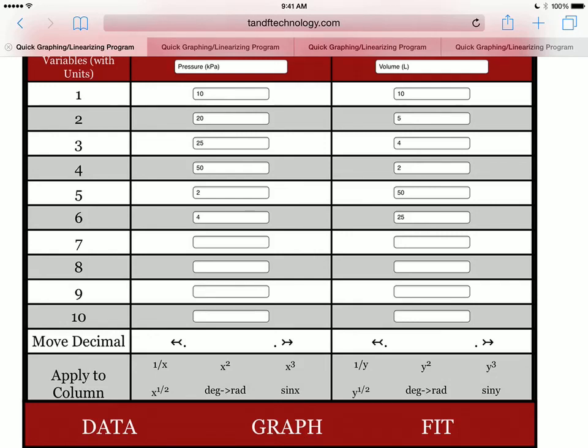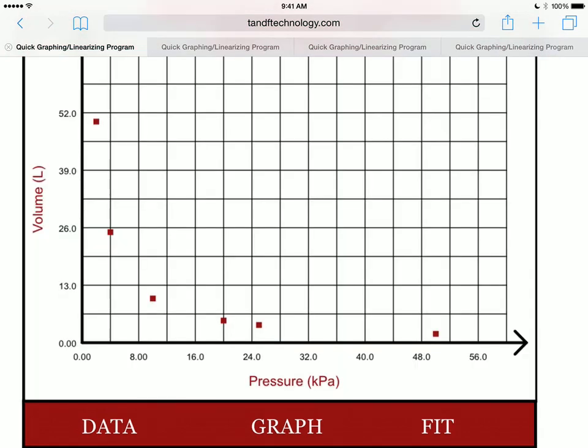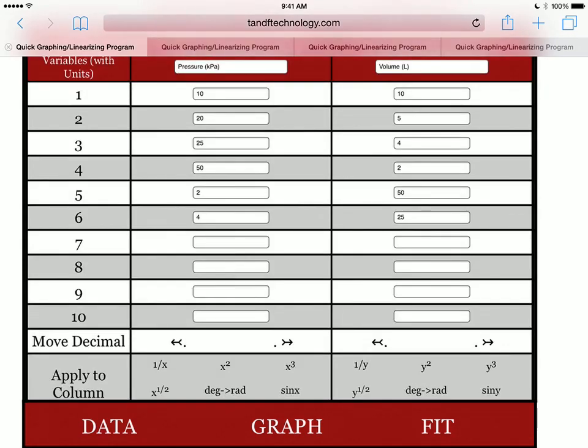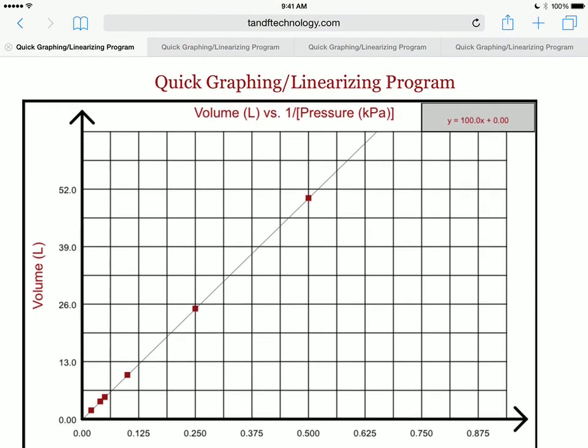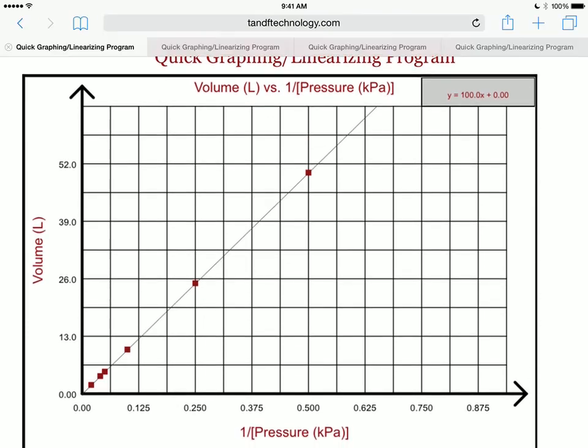This program allows students to take some data and linearize it to get the equation of their experimental data. So here's a graph of pressure versus volume, and students can see that it looks like it's an inverse graph. So they will take their x data and they will apply an inverse transformation to all of their x values, look at the graph again, and see that it's linear. Then they can get their curve fit along with their equation of the graph.